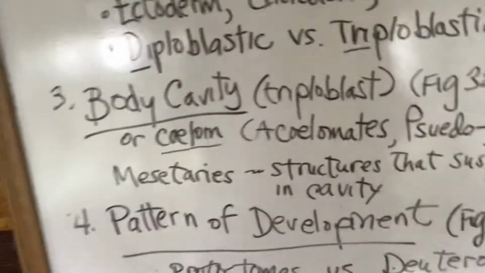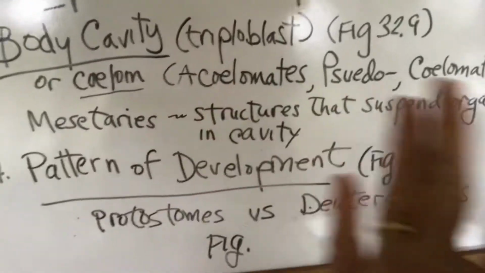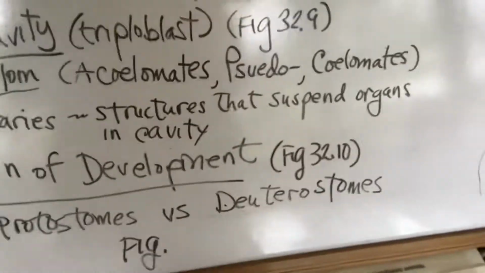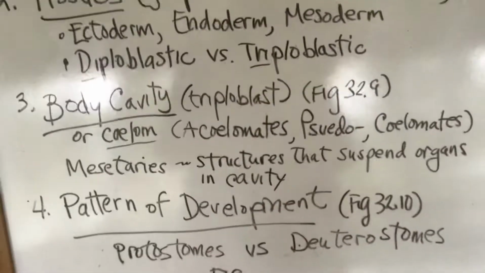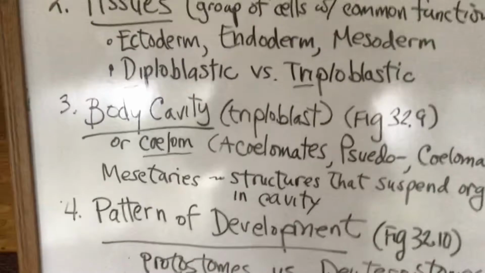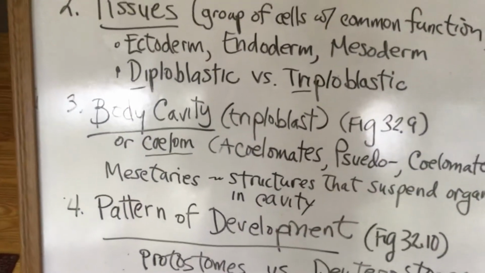There can be something called mesenteries. These are structures that suspend the organs within that cavity. In other words, they kind of keep them in place and keep them from shifting around. And so that's all part of the body cavity system.